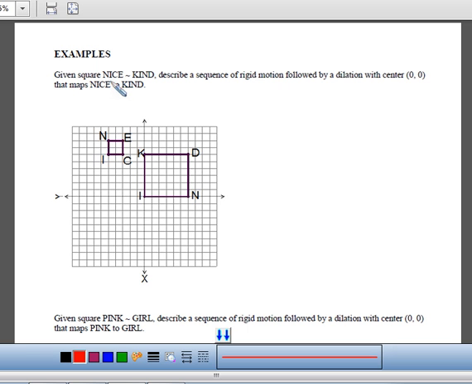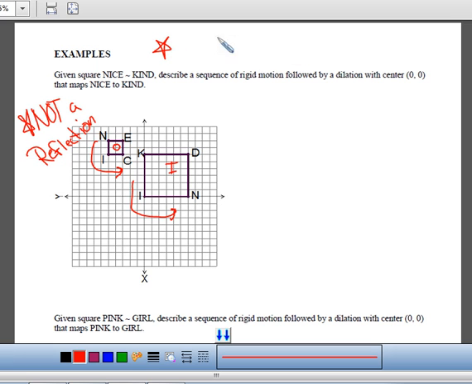So this is going to be an enlargement. Originally, NICE goes in this direction, which is counterclockwise. KIND goes in the same direction, so that is also counterclockwise. So right away, I know that there is not going to be a reflection. If the orientation stays the same, I can eliminate reflection. So now I have to decide, am I doing a turn or a slide? As you look at it closely, you can tell there's no way to turn this image. By the way, this is the original, here's the image. There's no way to turn this image to get it to line up with the original figure. So it's going to be a translation.